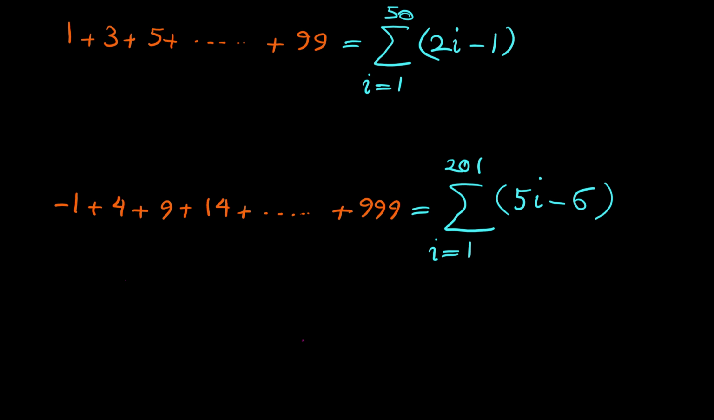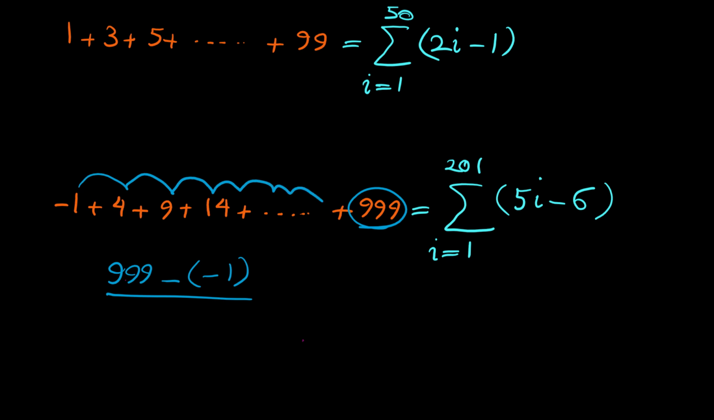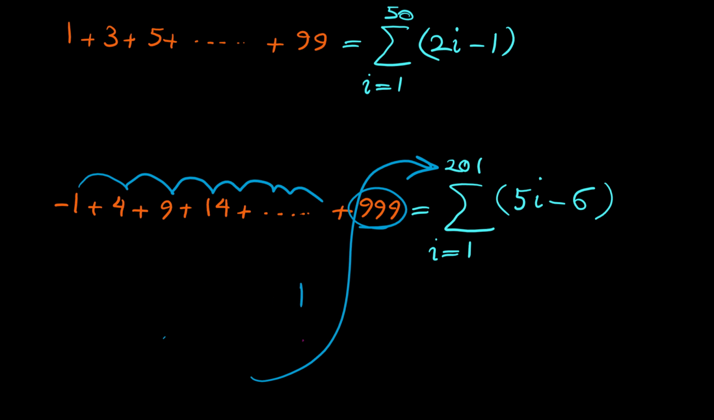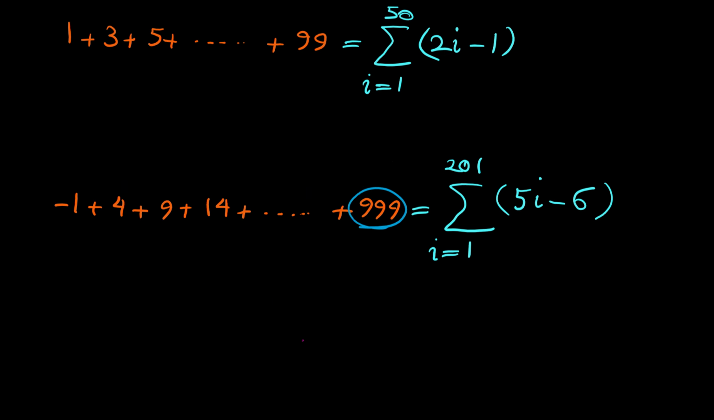The other way: last term minus first term, all over common difference. Common difference is the difference between these values. Common difference is 5, plus 1. This is 1000 divided by 5, 200, plus 1, 201. These are two methods that you can use to find the number of the terms in questions like this.